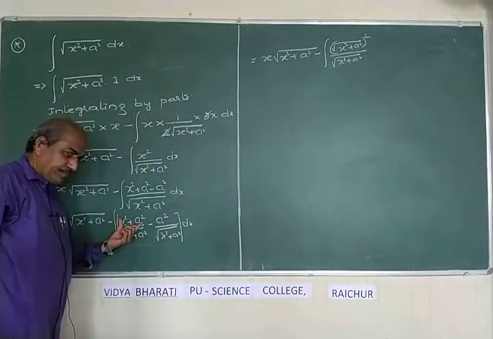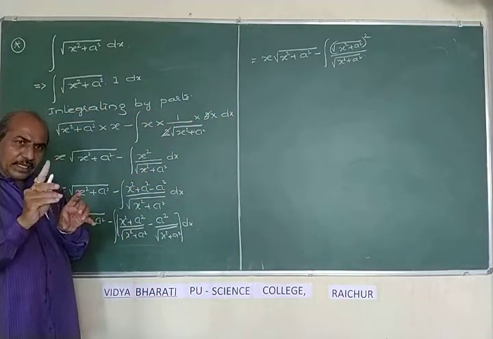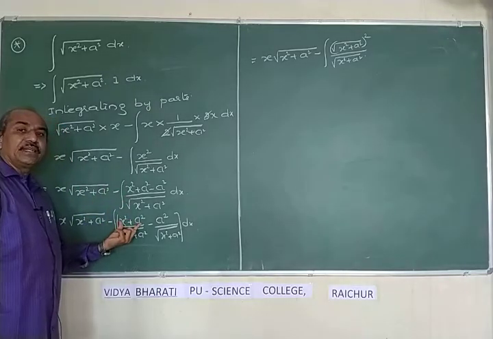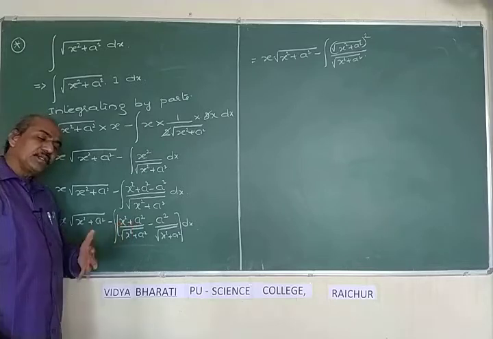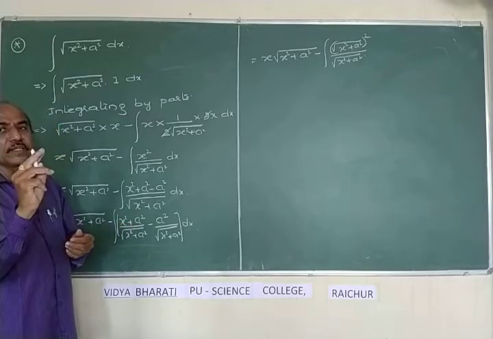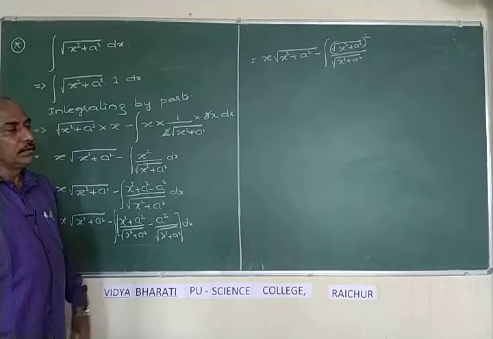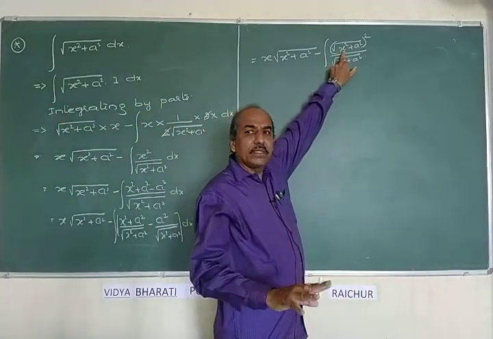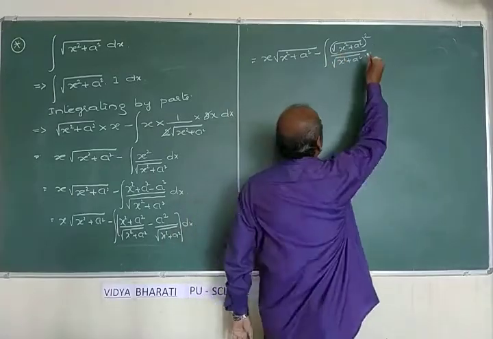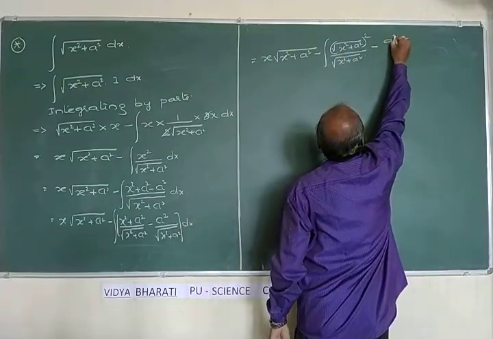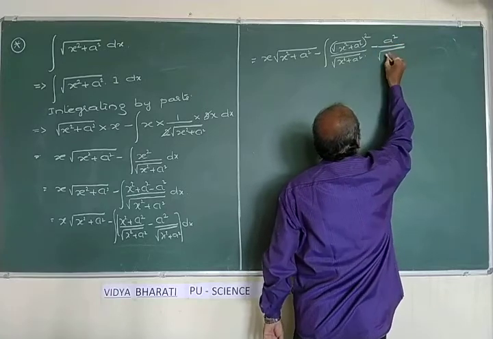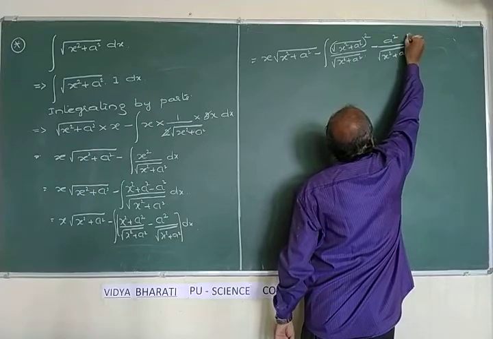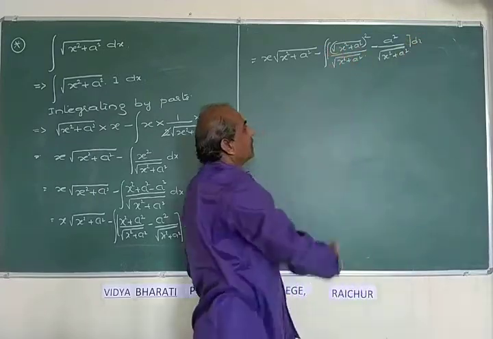Meaning, like x is root x the whole square, in place of x, what do you have? x square plus a square is there. I can express this x square plus a square as root of x square plus a square the whole square. Suppose I take the square of this here, you will get x square plus a square only, minus the second term as it is, you keep it for the time being, minus a square by root of x square plus a square into dx. That is the next step.